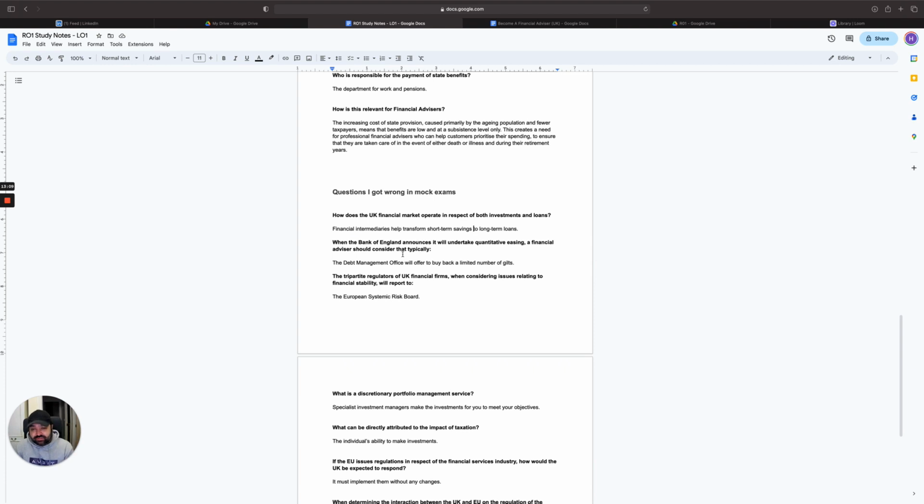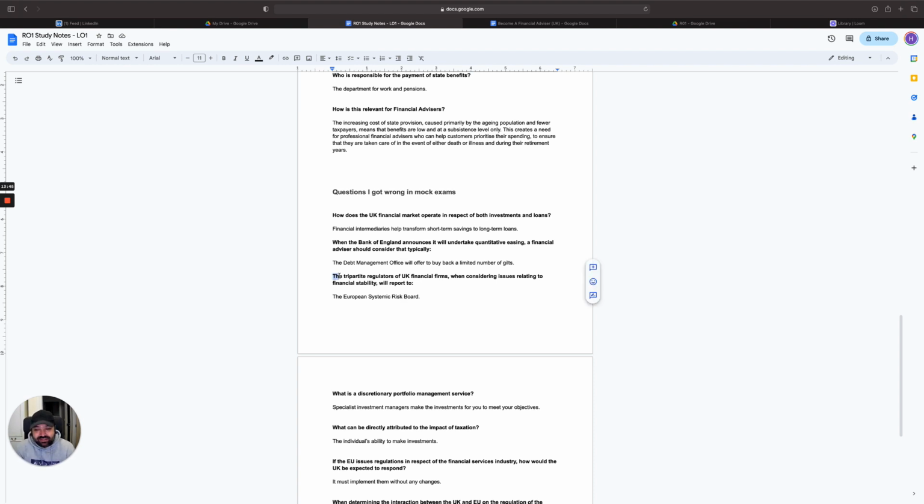That's one of the things that we were talking about earlier on. So when the Bank of England announces it will undertake quantitative easing, a financial advisor should consider that typically the Debt Management Office will offer to buy back a limited number of gilts. Once again, this is a multiple choice question, so I went for one of the other answers. But yeah, quantitative easing, they will buy back a limited number of gilts. I'm trying to remember these and make sure that I don't get them wrong again.